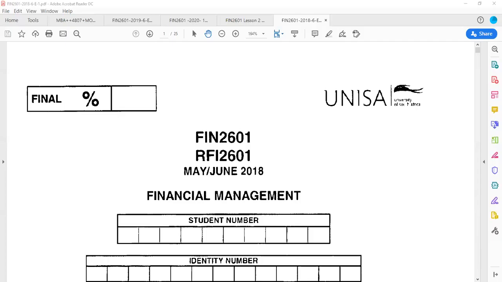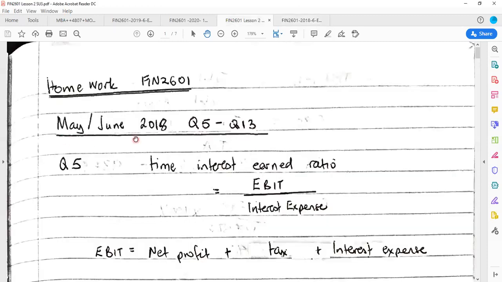So in the previous class, I gave you some questions to try as homework. Hopefully you were able to try those questions. I asked you to look at May-June 2018 question 5 to 13. So I'm going to take you through these questions. And then when I'm done taking you through these questions, I'll introduce you to time value of money.